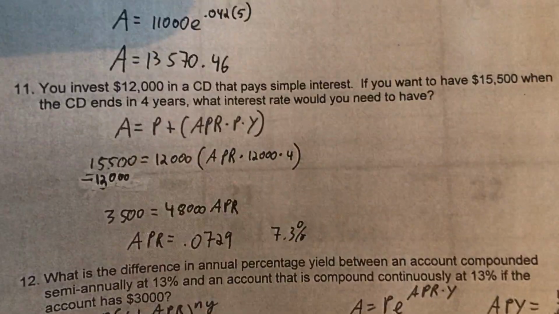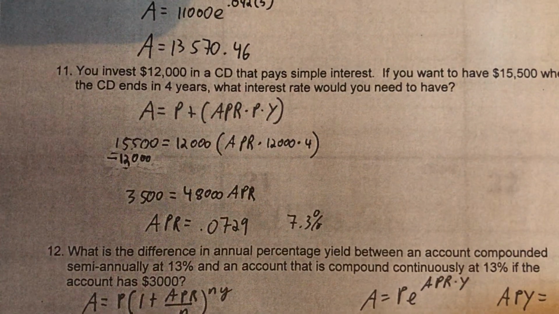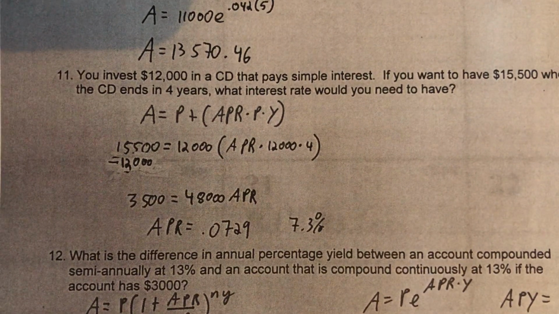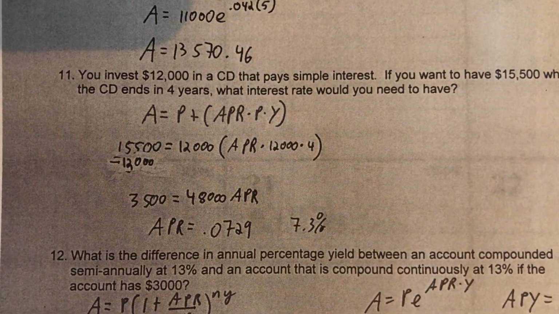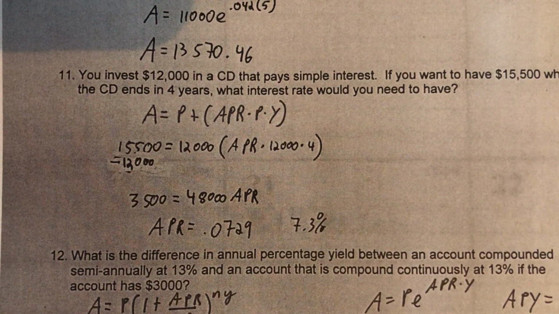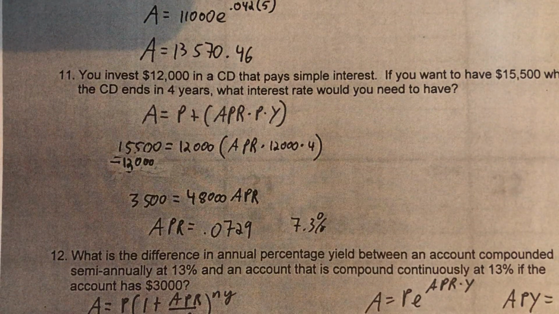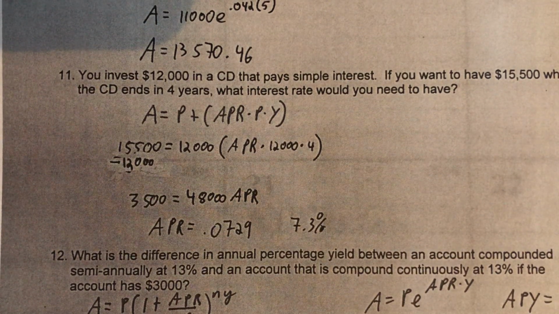All right, number 11, we have $12,000. We're going to put it into a CD, simple interest. We want $15,500 at the end of this in 4 years. What interest rate do we need? Okay. This one's a little bit different in that we're trying to find the interest rate now.